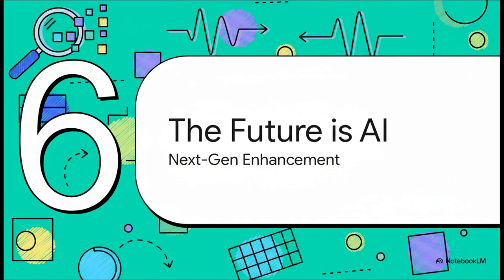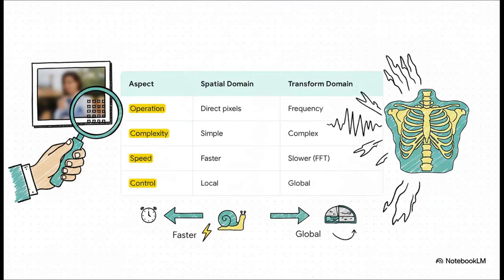But what's next? Well, no surprise here. The future of image enhancement is being written by artificial intelligence. To really get where we're going, it helps to quickly look back at where we've been. Our two toolkits each have their strengths, right? The spatial domain is simple, it's fast, and it's great for local changes.